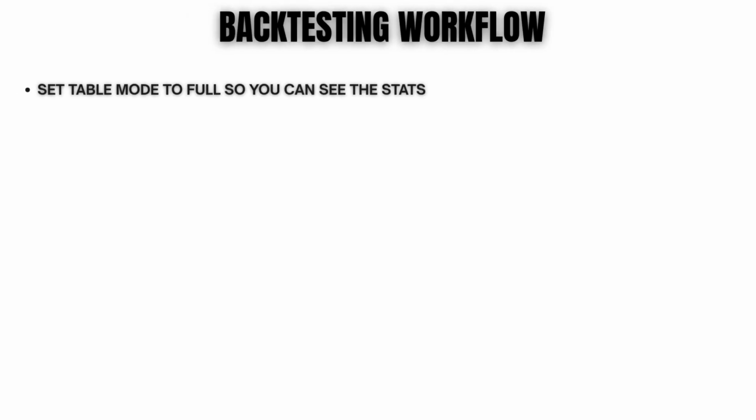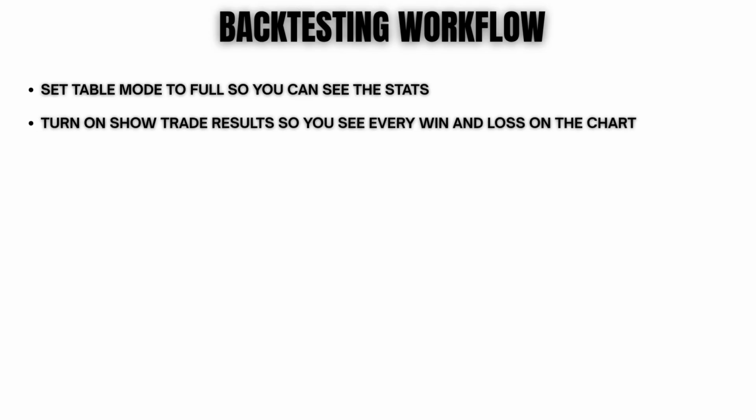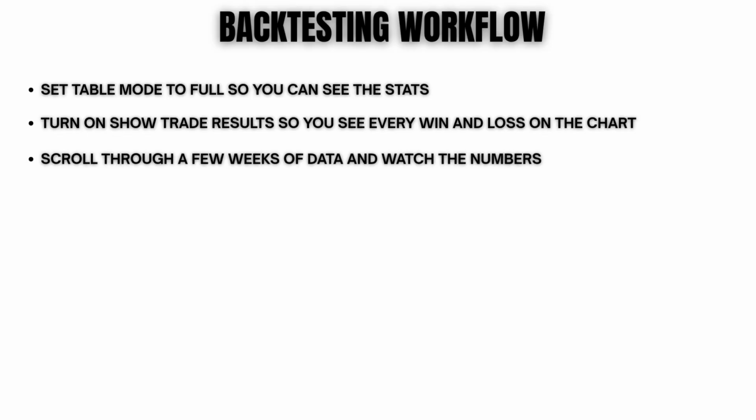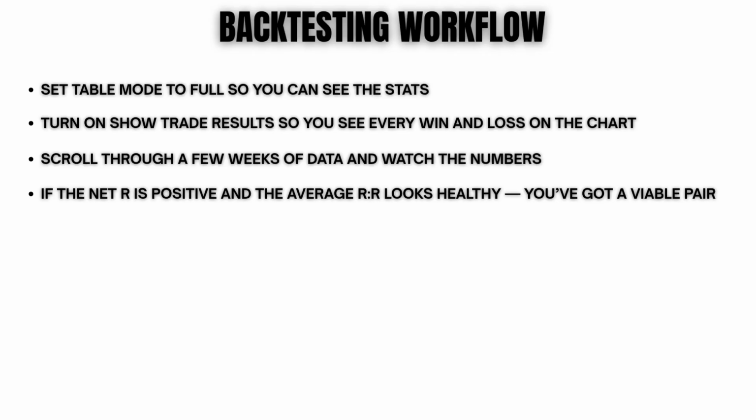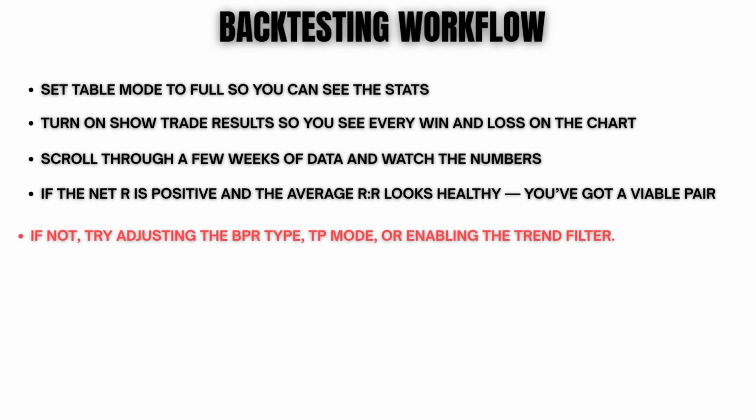Here's how we recommend testing on a new pair. First, set table mode to full so you can see the stats. Turn on show trade results so you see every win and loss on the chart. Scroll through a few weeks of data and watch the numbers. If the net R is positive and the average R to R looks healthy, you've got a viable pair. If not, try adjusting the BPR type, TP mode, or enabling the trend filter.